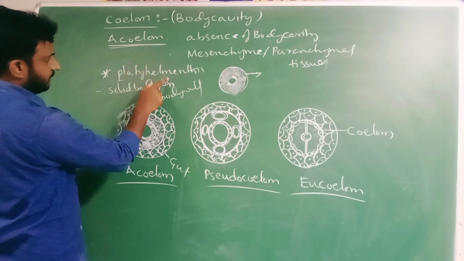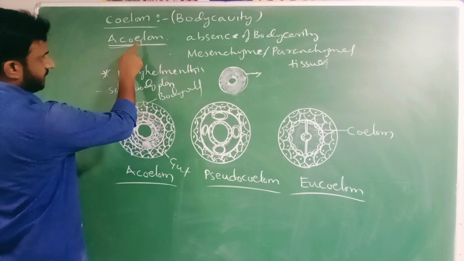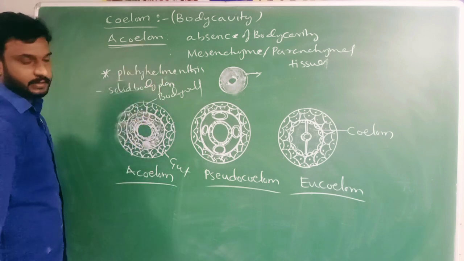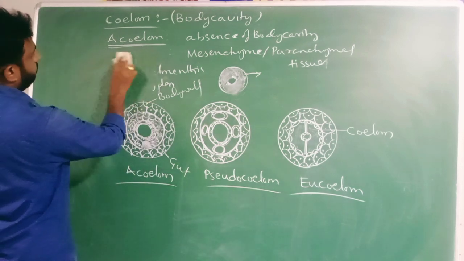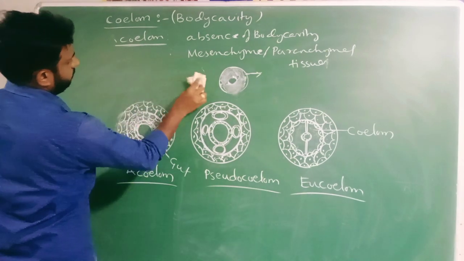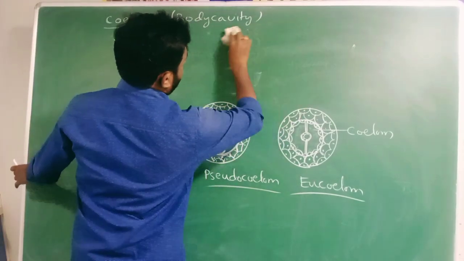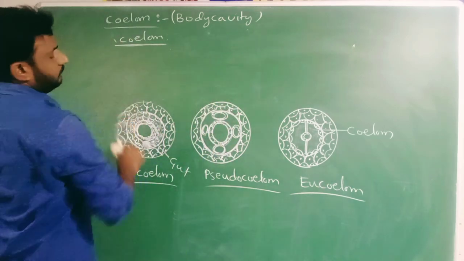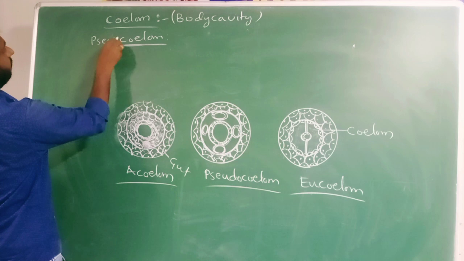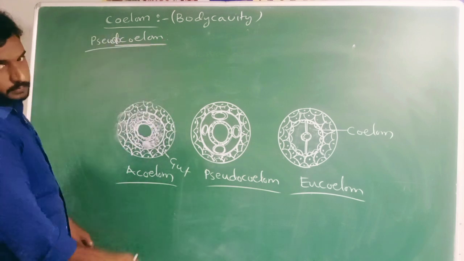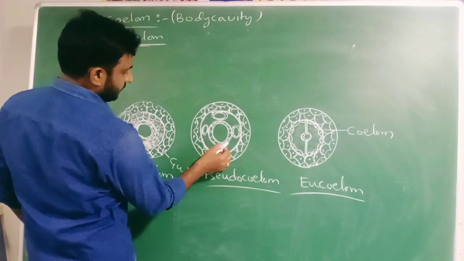Mesoderm is first developed here. First triploblastic animals, but acoelomates, with absence of body cavity. Second one, pseudocoelom. Pseudocoelom means here a cavity is present.